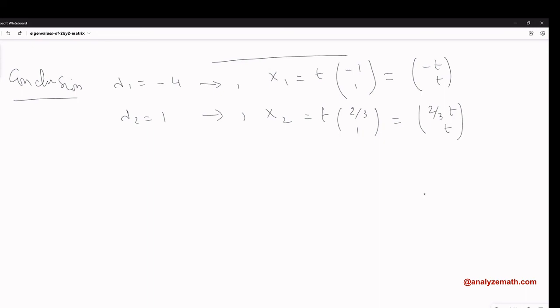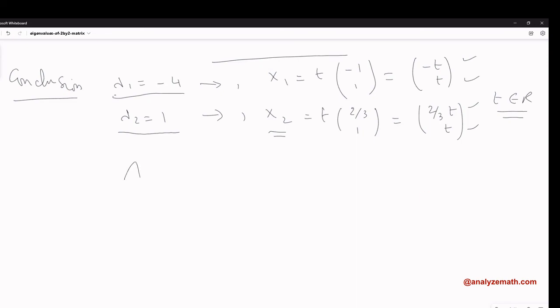Now, as a conclusion, let's put all this together. For lambda 1 equal to minus 4, we have the eigenvector x1, which is equal to negative t, t. When lambda 2 equal to 1, this is the eigenvalue. The eigenvector x2 is equal to 2/3 of t and t. Now remember, t is any real number, and therefore we have got an infinite number of eigenvectors.